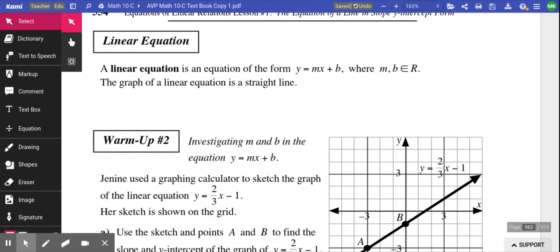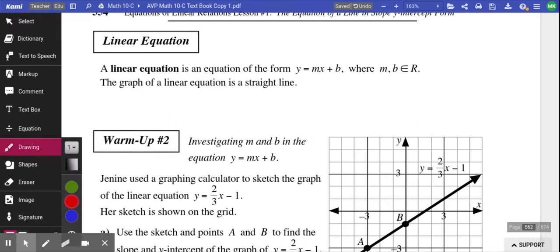A linear equation is an equation that is in the form y equals mx + b. So all linear equations can be rewritten, can be written in that form, where m and b are numbers. Right? So that's what this is saying right here. m and b are numbers.